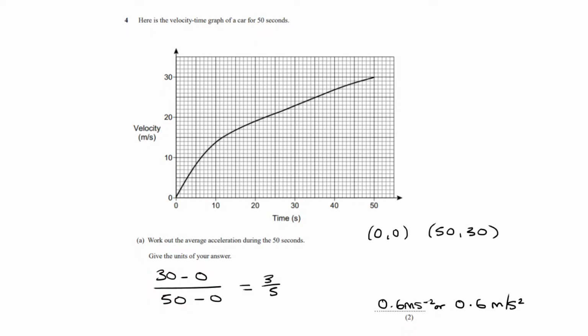So let me just get one from Edexcel for you, so you can see an actual past paper one. Where have I put it?